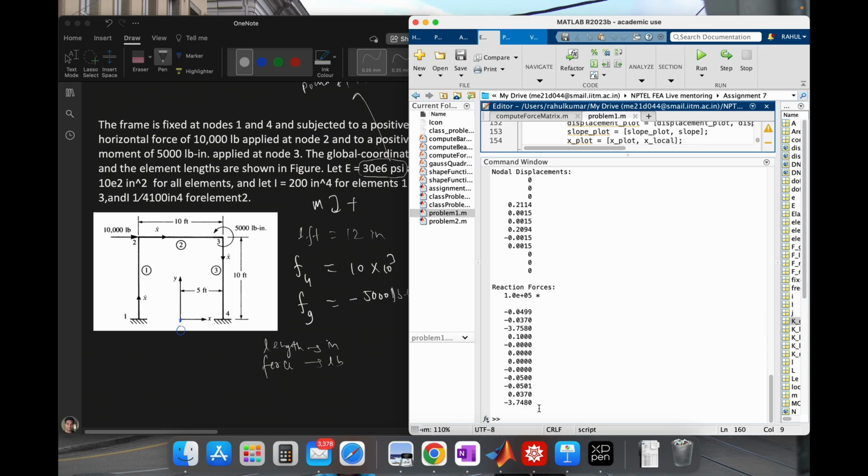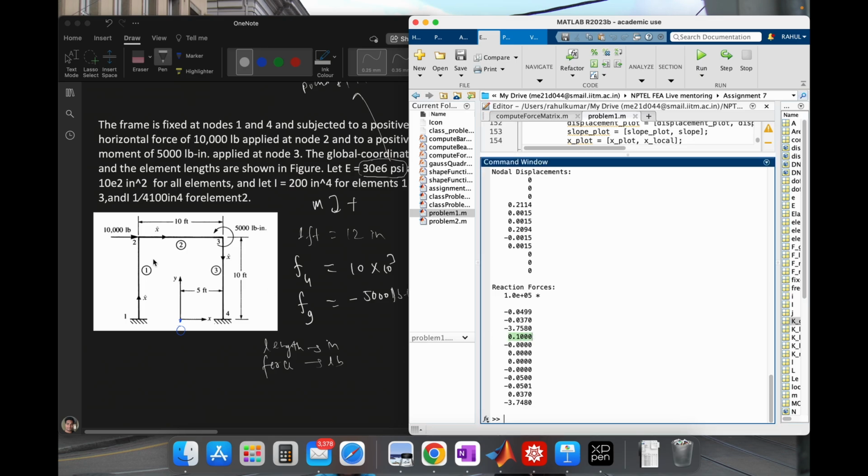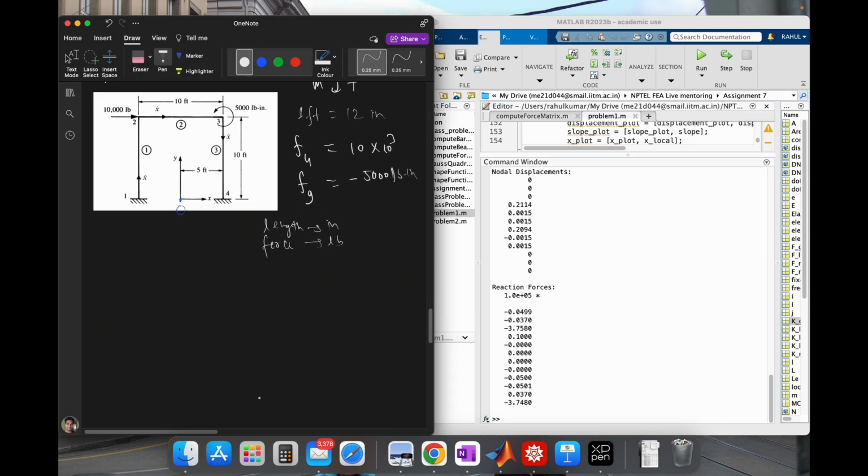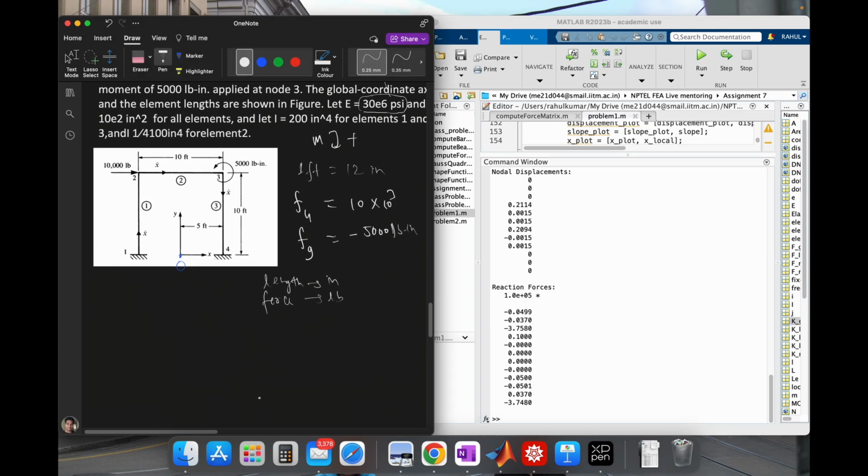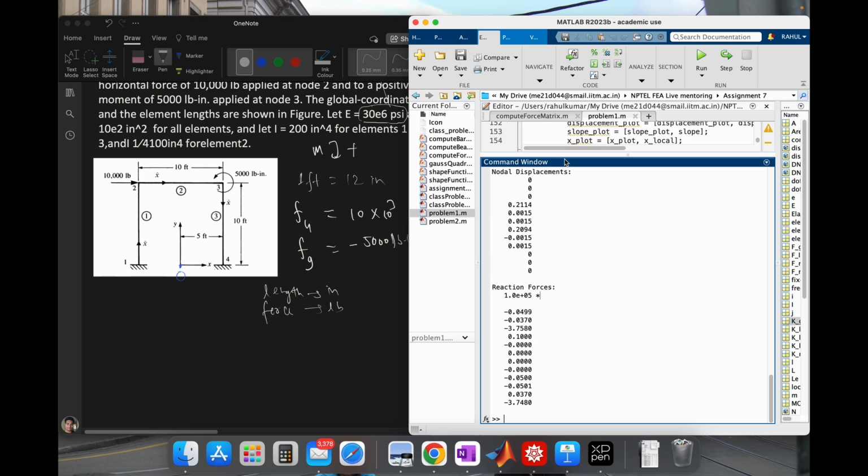And 10,000, yeah, here we can see that this entry is because of 10,000 pounds. Here also we can see 5,000 lb-inches because of the moment. Okay, so this is the whole problem about the frame. Now you can solve any kind of frame problem using this code.